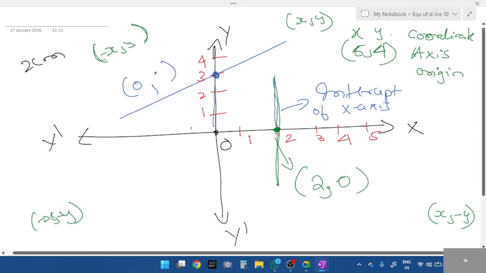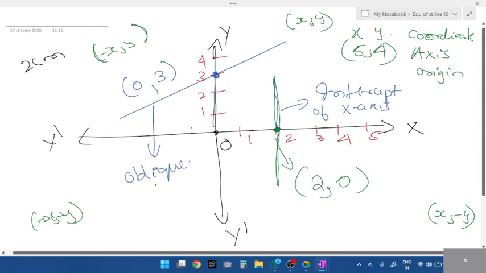Where is the point lying? 0, comma 3, right? And this 3, students, is not parallel to the x-axis. Any line which is flat, we call horizontal. Any line which is straight up, we call vertical. Or slanting like this, we call oblique.